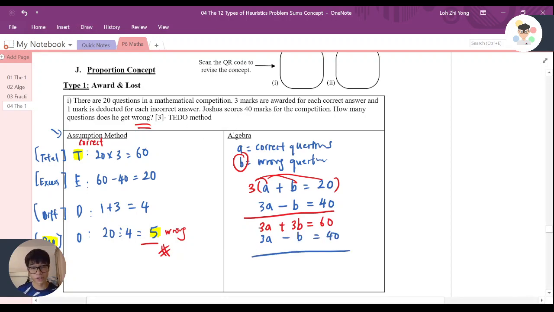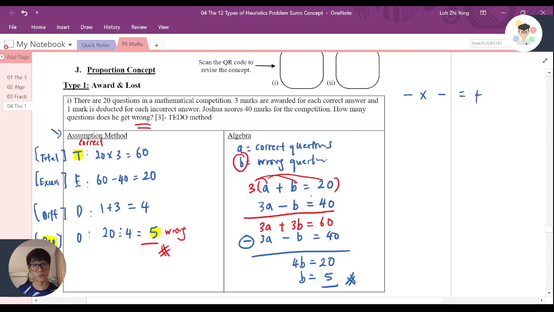Now what I do with these two equations is I minus them. 3A minus 3A is gone. 3B minus minus B. Again, a very important concept: minus times minus is actually plus. So 3B plus B is 4B. 60 minus 40 is equal to 20. So 4B is equal to 20, B will be equal to 5. And that is the final answer. And we are done.